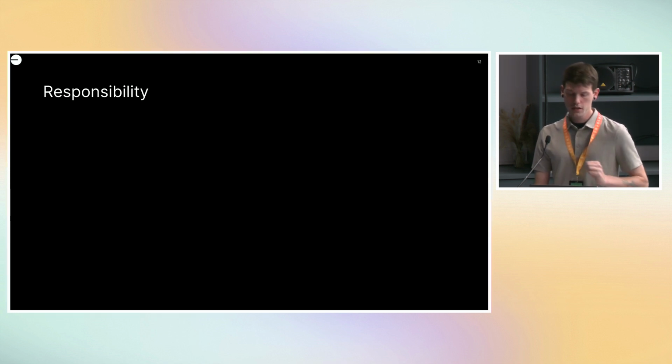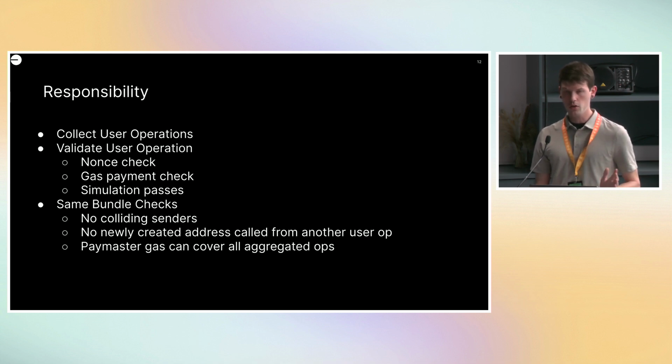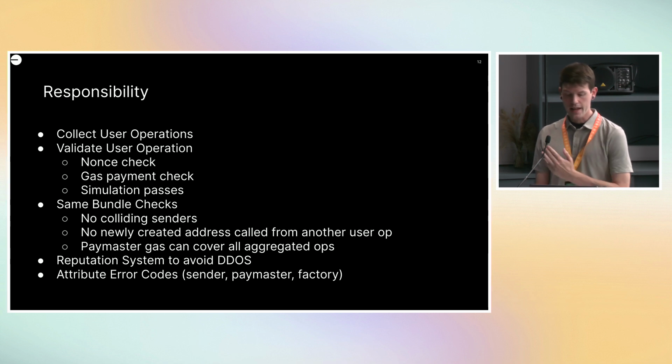Okay, and the bundler. So what does the bundler do? It collects a list of user operations. It validates them. So it does nonce checks, gas payment, and simulation. It sees how much gas this user op is going to cost. It then also makes sure that all the user ops in the bundle can play nice with each other, so there are no dependent user operations on top of each other. It also does some fancy things with deployment factories and stuff like that. And lastly, it has a reputation system to avoid poisoning from bad user ops.